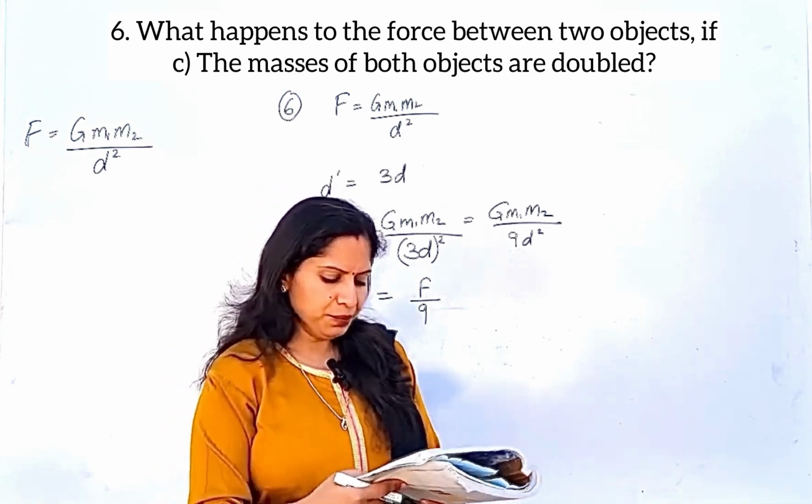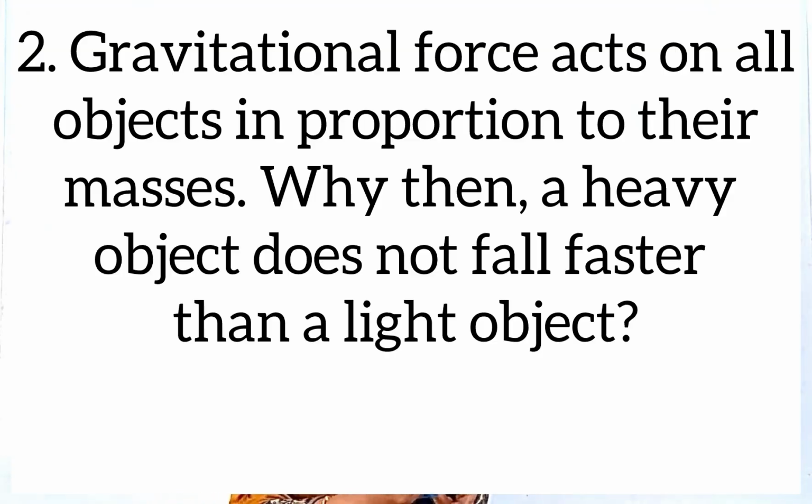It's very easy. Okay. Now, question number 2. Gravitational force acts on all objects in proportion to their masses. Why then does a heavier object not fall faster than a light object?